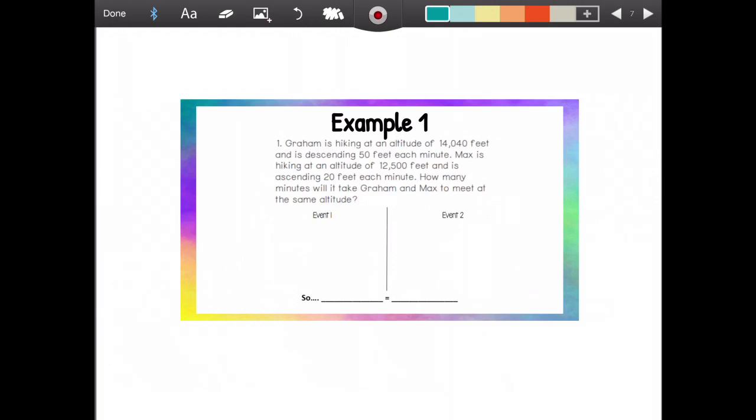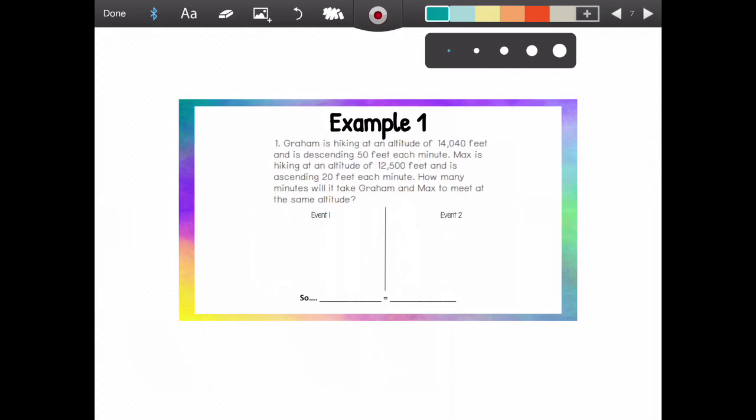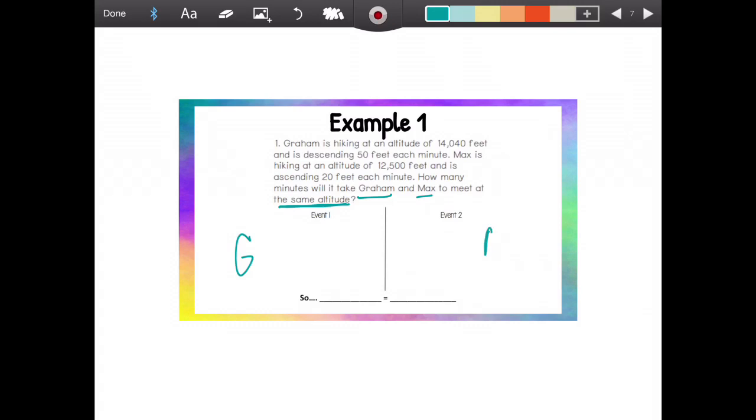Graham is hiking at an altitude of 14,040 feet and is descending 50 feet each minute. Max is hiking at an altitude of 12,500 feet and is ascending 20 feet each minute. How many minutes will it take Graham and Max to meet at the same altitude? All right, so again, key word, same altitude, meaning we are going to set Graham and Max equal to one another. So my left side, I'm going to put a big G over here for Graham. On the right side, I'm going to put an M over here for Max. And we already have our equal sign here.